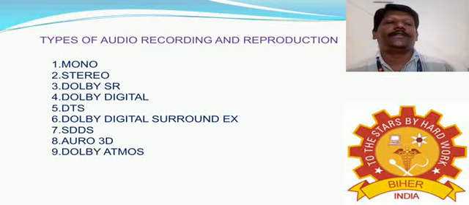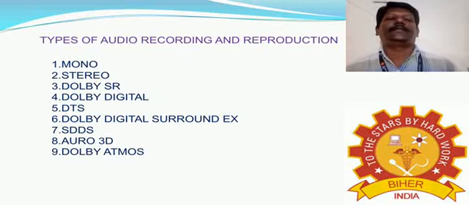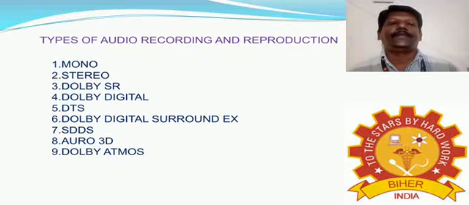Then Dolby Digital Surround EX, it's a 6.1 format. In this format, there are 4 speakers behind the screen and also a left surround, right surround and rear surround. Then SDDS, Sony Dynamic Digital Sound. It's a 7.1 format. So totally it has 8 tracks.